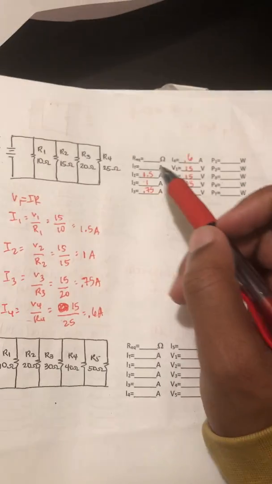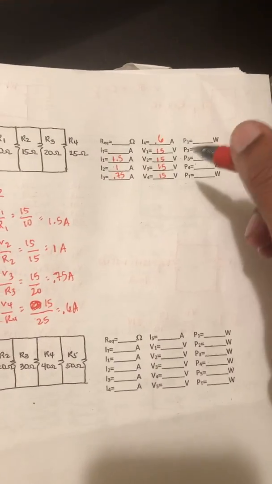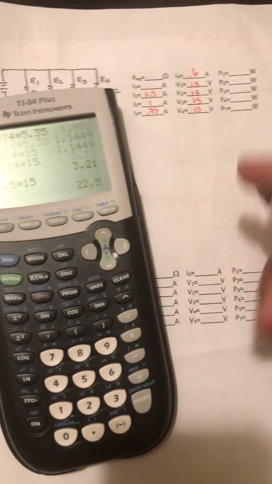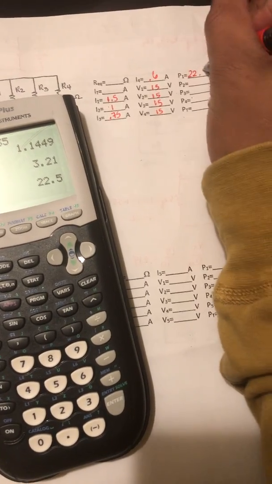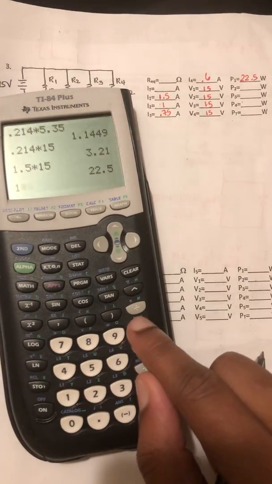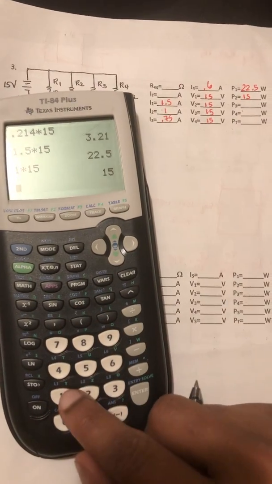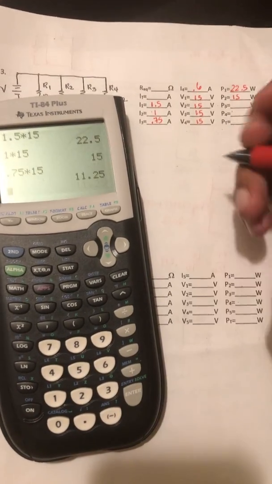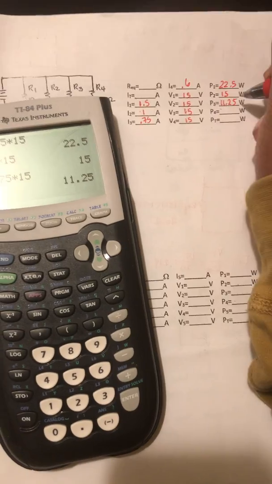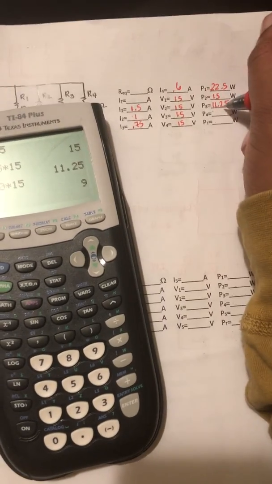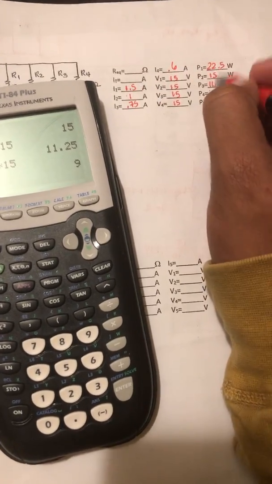Now, I know my V's, I know my I's. I can go ahead and calculate my P's now. So P1 is equal to I1 times V1. So I1 is 1.5 times V1, which is 15, 22.5. Then it's going to be 1 times 15, which is 15 watts. Then it's going to be 0.75 times 15, which is 11.25. And then P4 is 0.60 times 15, which is 9 watts. And all I did was the I's times the V's to find the P's.